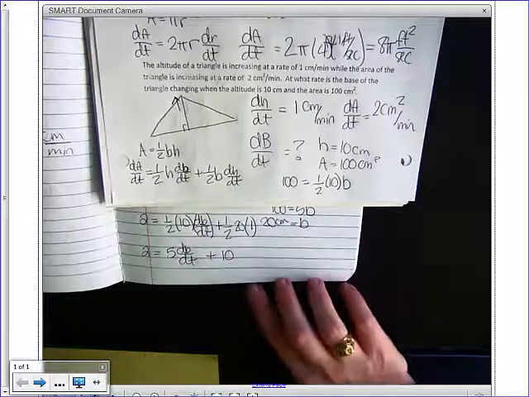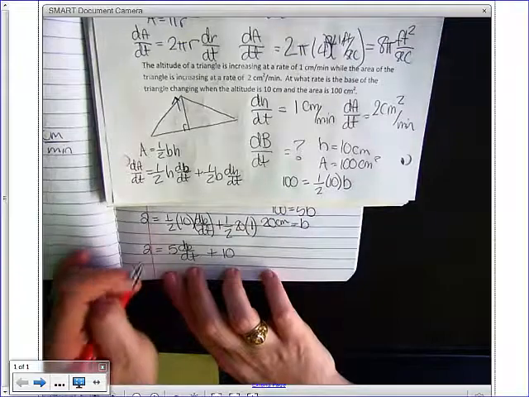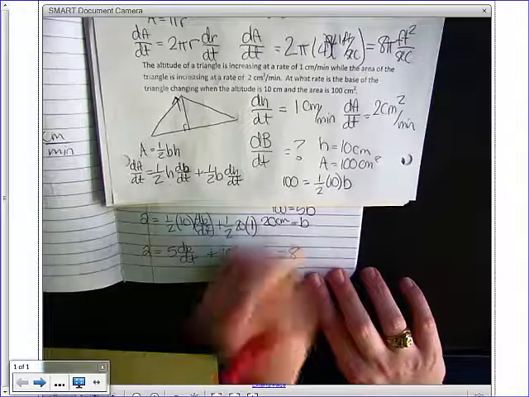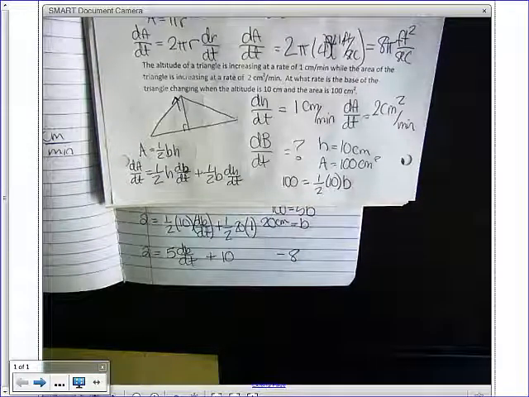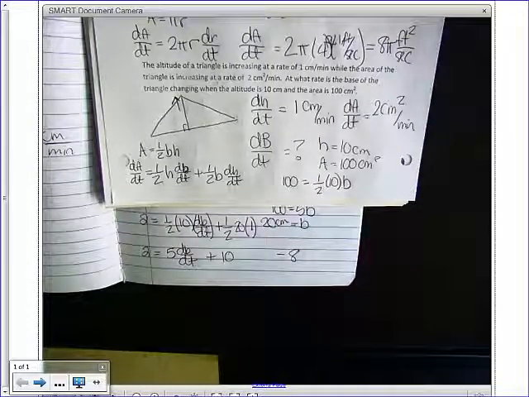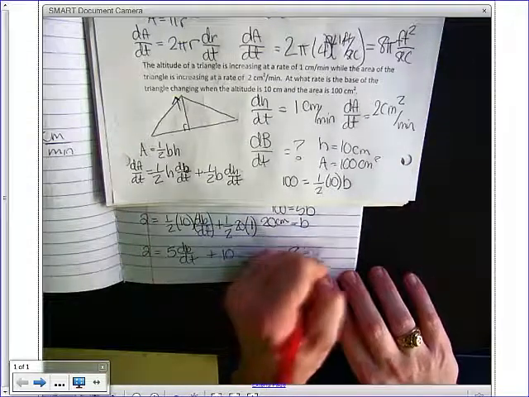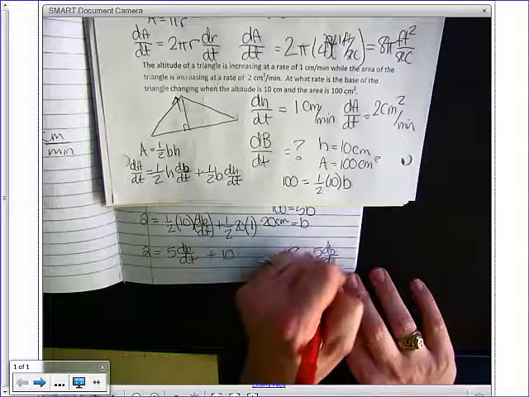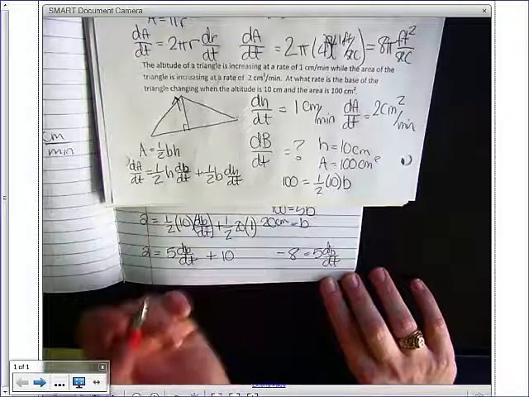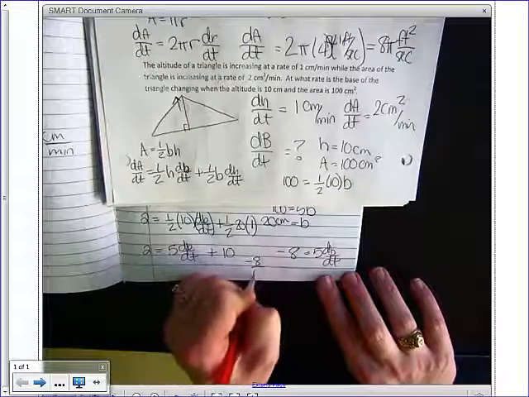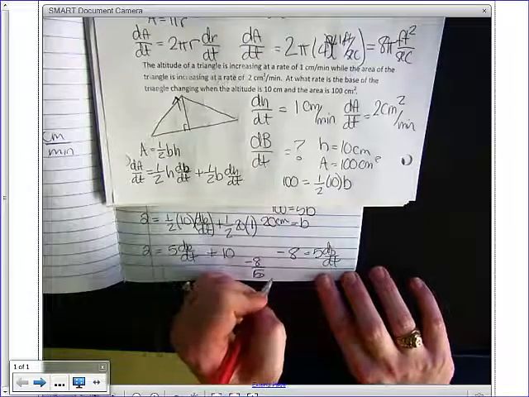Subtract 10, and I have -8. So -8 equals 5 dB/dt. Divide by 5, and I get -8/5. And what is this? Centimeters per minute.